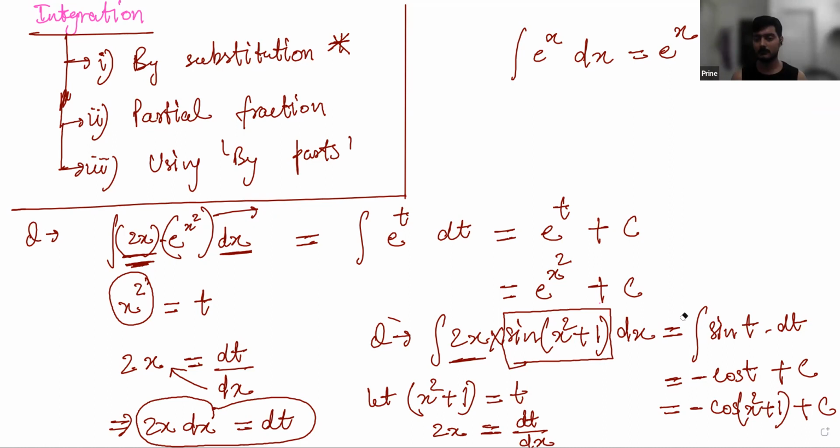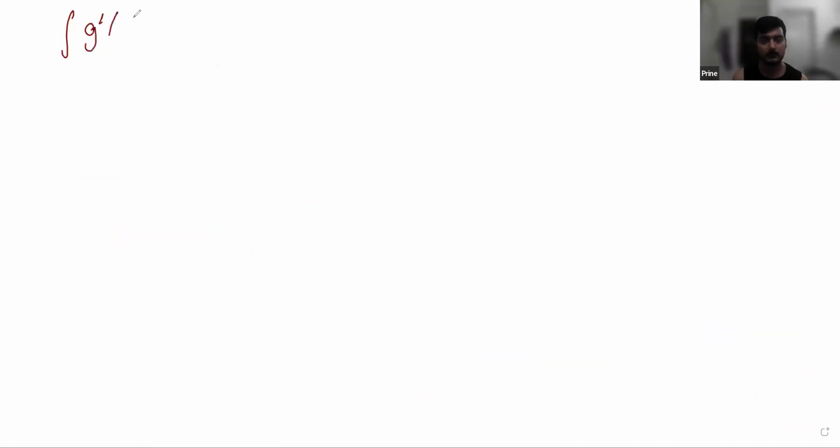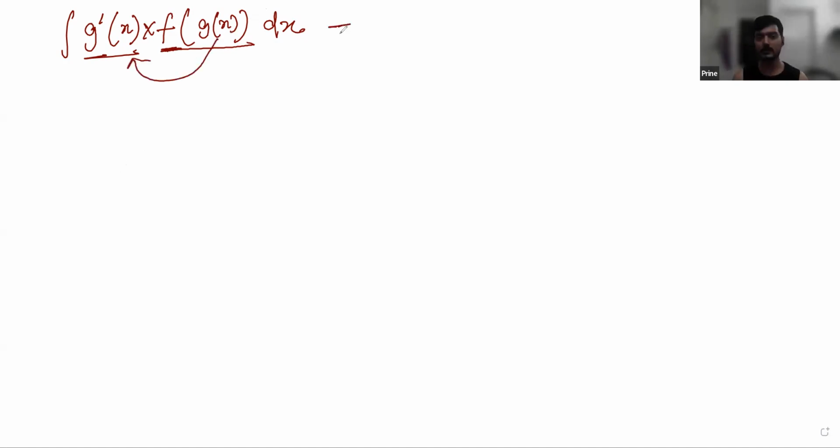So how does substitution work? If you find something like this, if there is a function g dash x, which means the differentiation of g x, and there is a function f of g x, that is, a composition of functions, with a function g x given somewhere in the formula and whose differentiation is also present, then to solve this type of function, we use substitution. We will substitute this g x as something, t.